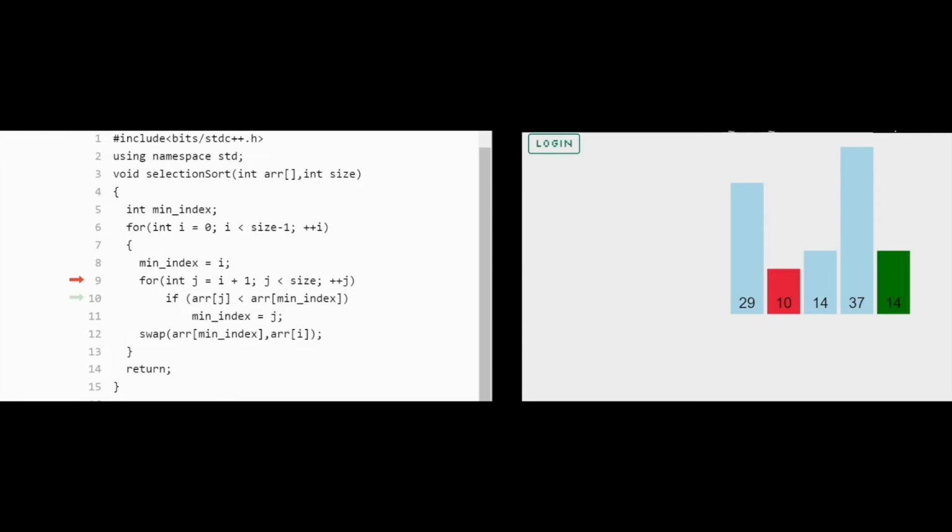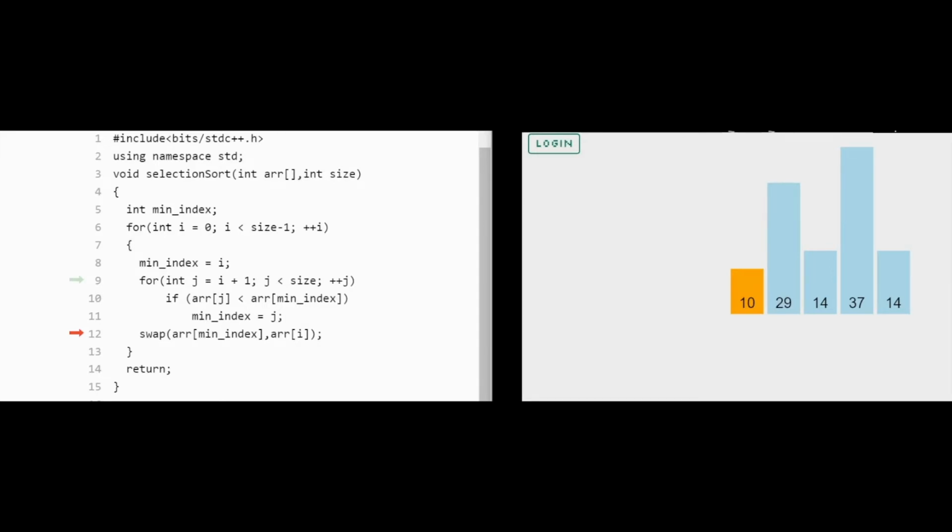So after one complete iteration of this jth loop, you can see that 10 has come out to be the smallest element from the right hand side, which is the unsorted part of the array. And now we are going to swap it with 29. Once this is done, 10 is in the sorted part of the array now.